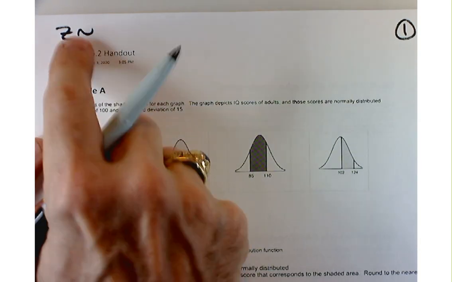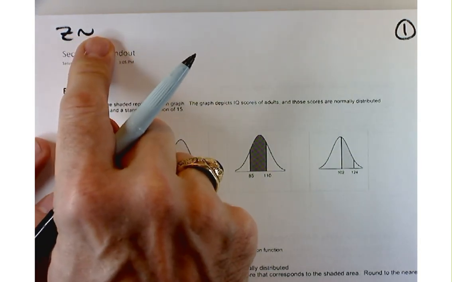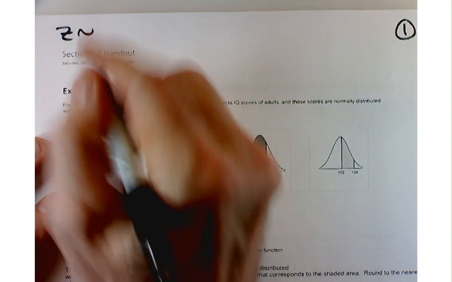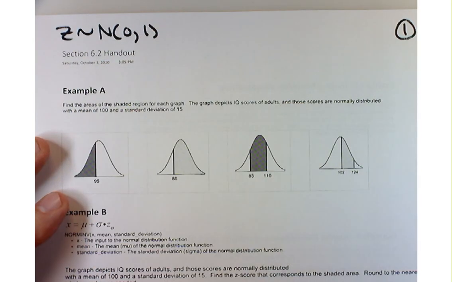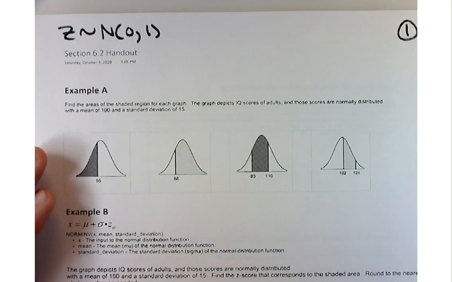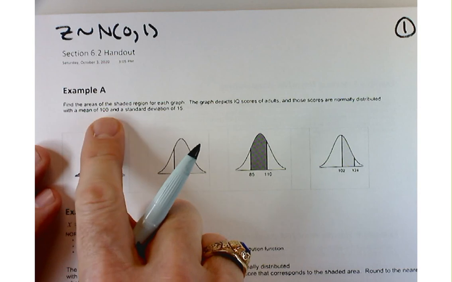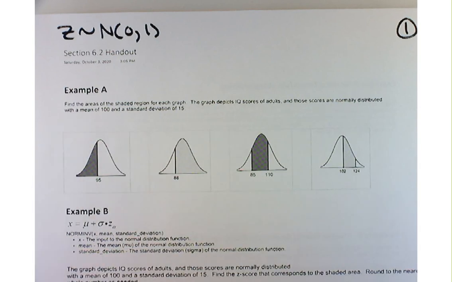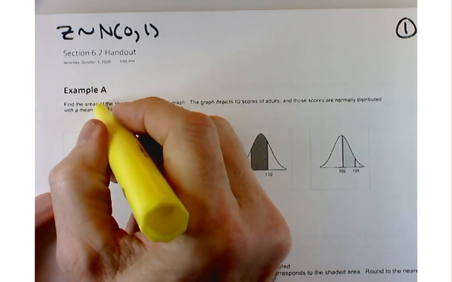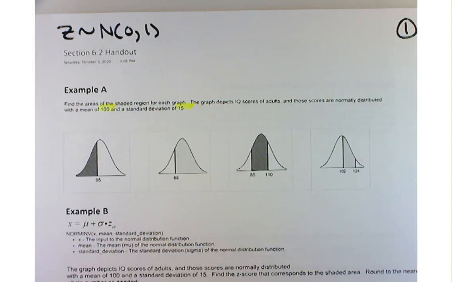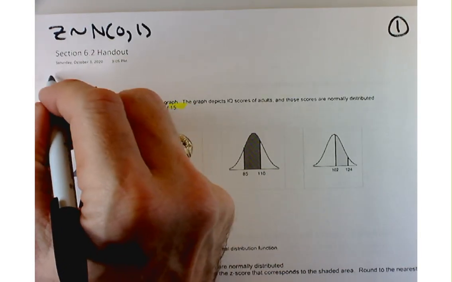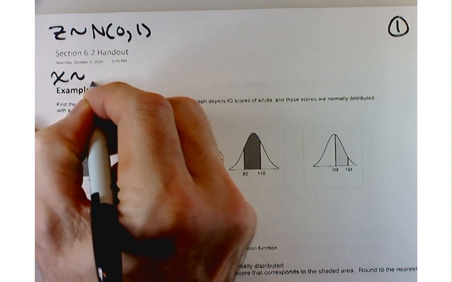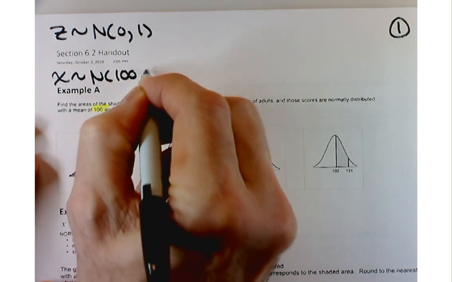And this is a little symbol called tilde. It means Z is distributed normally with a mean of 0 and a standard deviation of 1. Now in our first problem here, it's going to talk about IQ. So IQ, according to this problem anyways, is distributed normally with a mean of 100 and a standard deviation of 15. Anything other than a normal 0, 1, we'll just put an X. X is distributed normally with a mean of 100 and a standard deviation of 15.